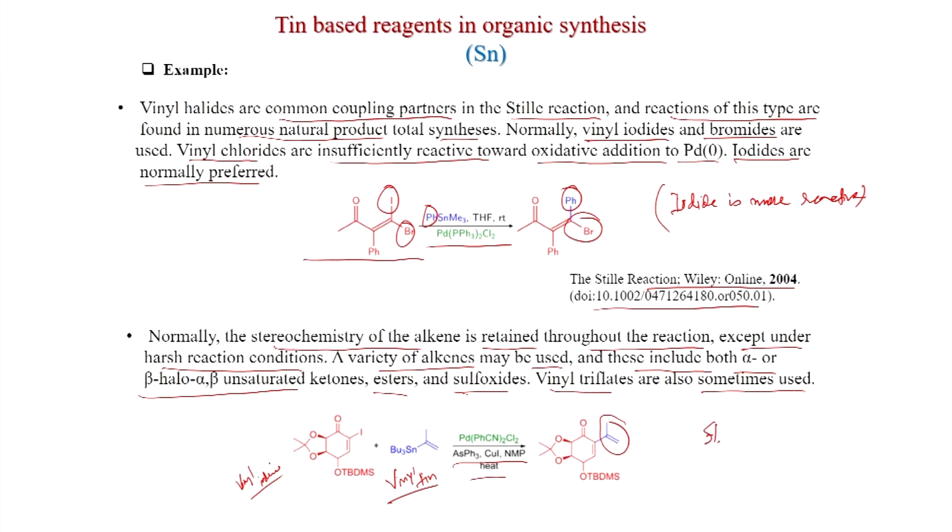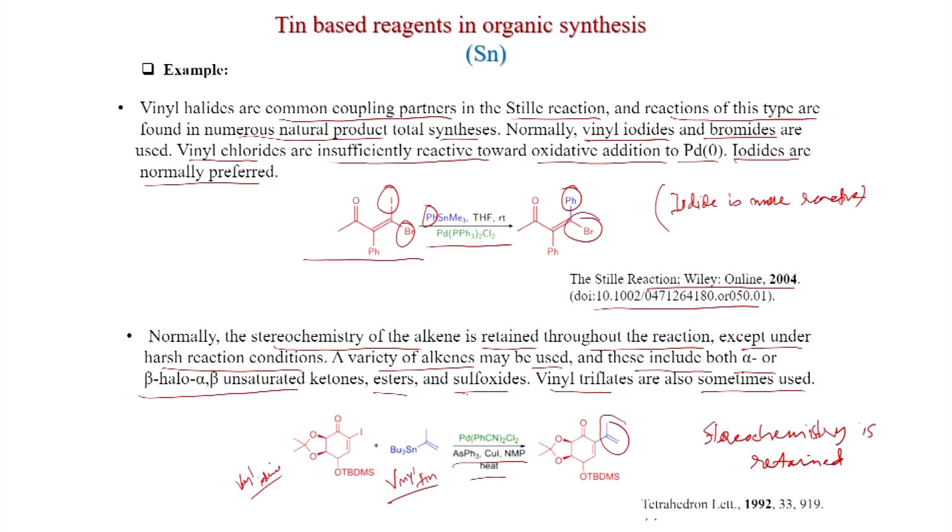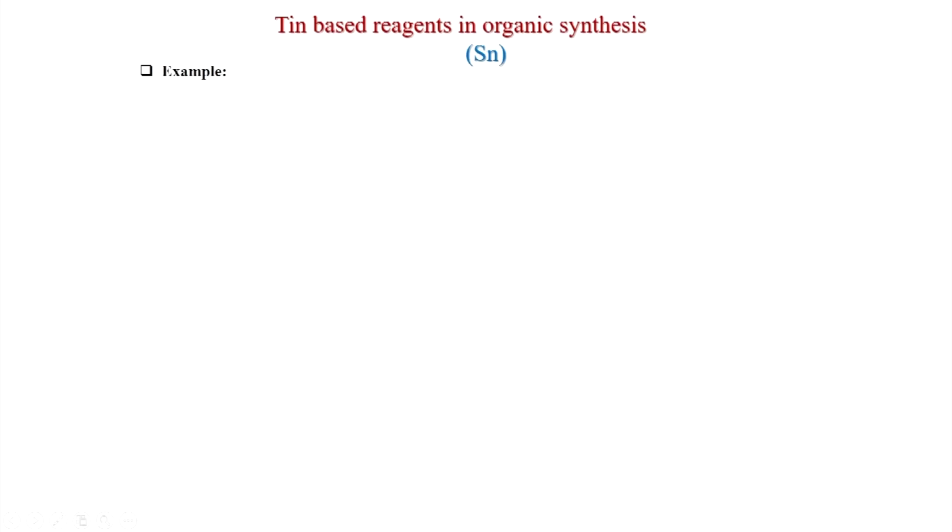So, stereochemistry is retained. So, this is very important. The stereochemistry of the reaction will be retained. If you have a particular stereochemistry of the alkene, iodide or the tin, that stereochemistry will be intact. This was published in Tetrahedron Letters.